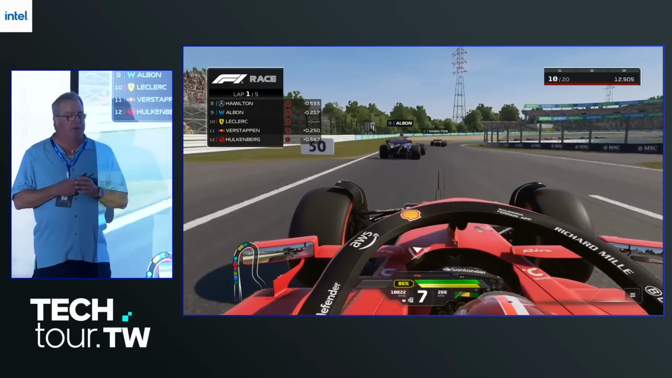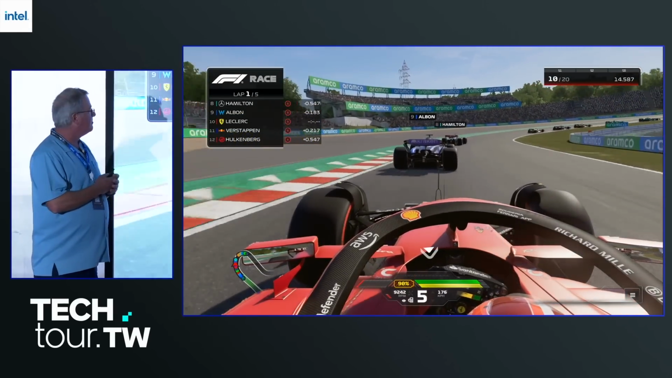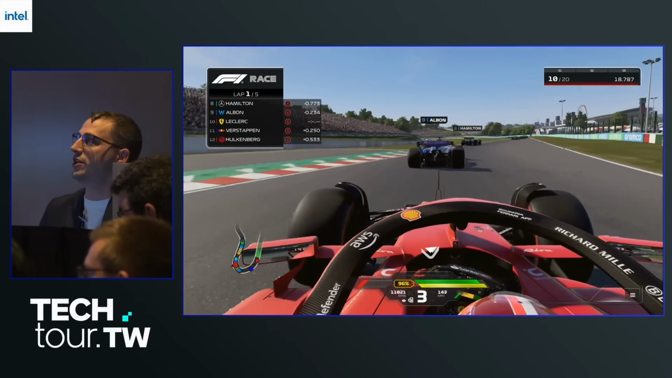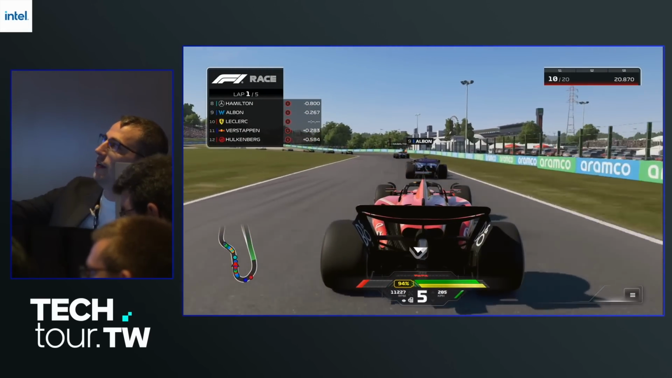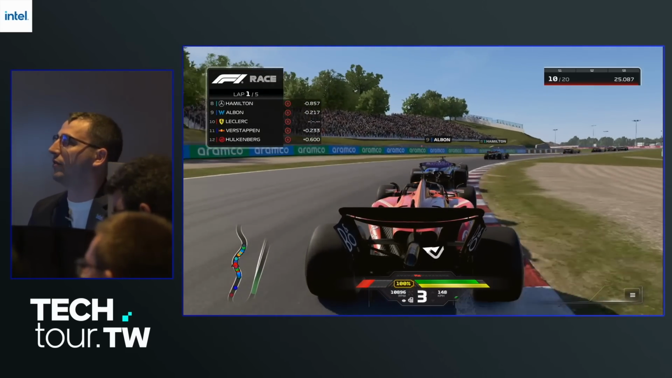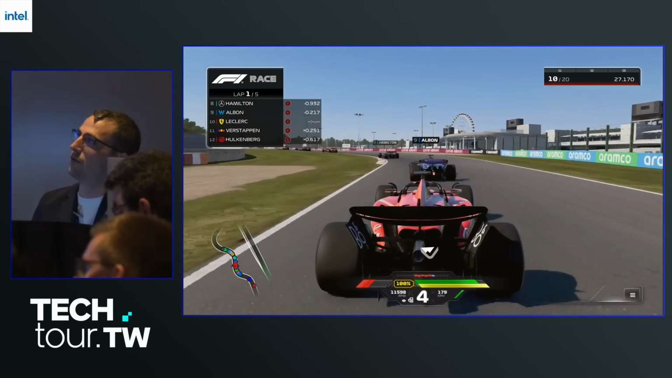Now, what are we looking at here, Mr. Bartz? We're looking at F1 24 from our friends at EA and Codemasters. It is just launching today. And as you can see, we're playing at 1080p with high settings with ray trace shadows enabled and XeSS performance mode enabled. That's very cool.